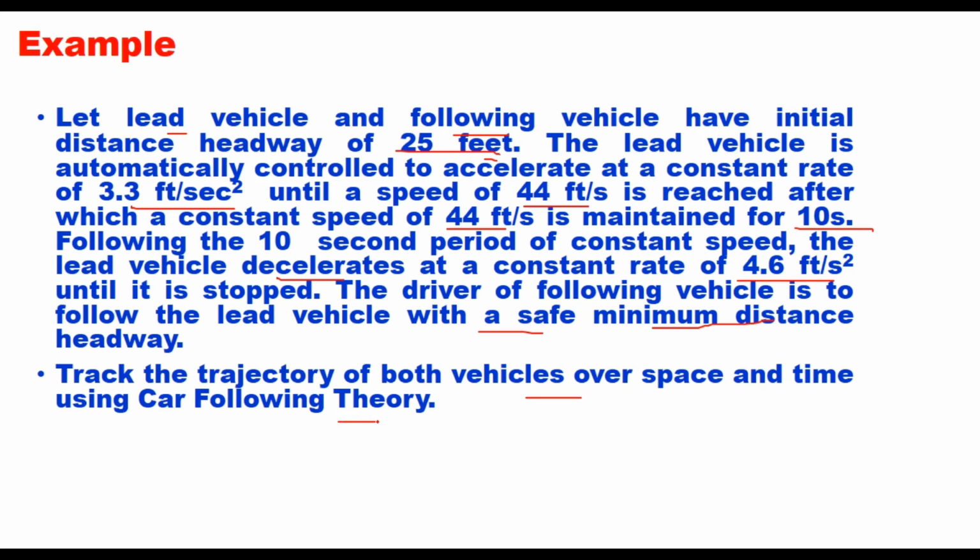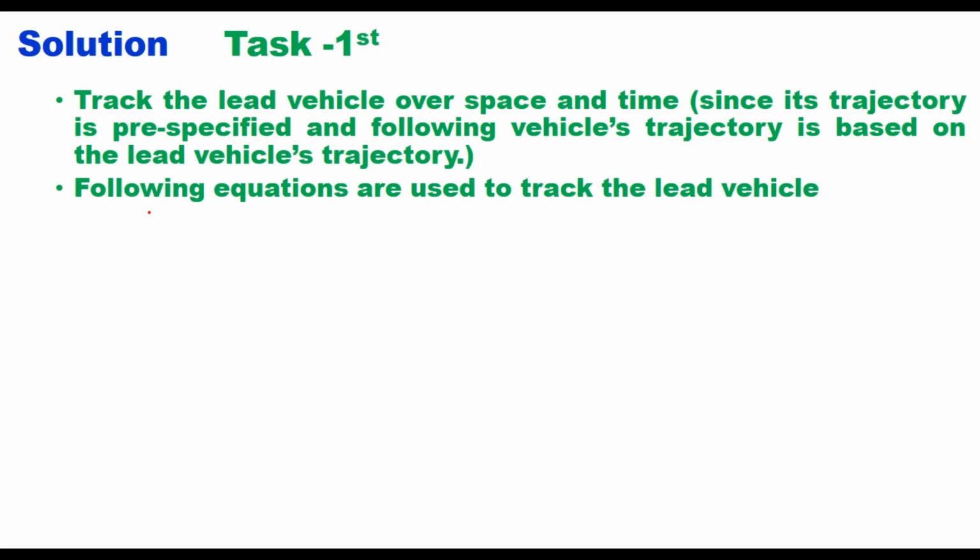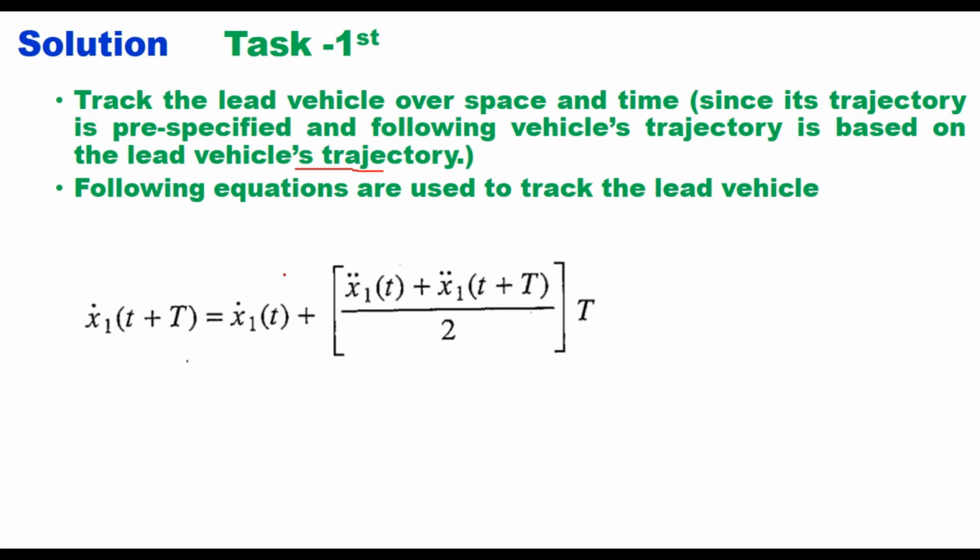So there are two tasks here. Task 1 is to track the lead vehicle over space and time. It is done first because the trajectory of this vehicle is predefined, and the following vehicle trajectory is based on the lead vehicle trajectory. For this, we use the following equation: speed at time t plus T is given by the speed at time t plus the average of the two accelerations, at time t and at time t plus T, into the time interval T.